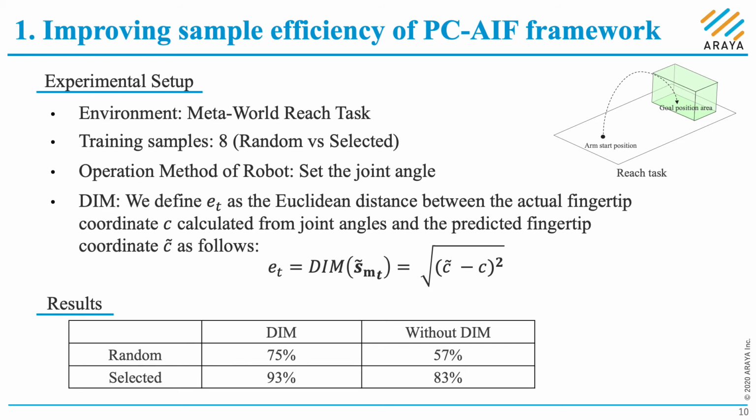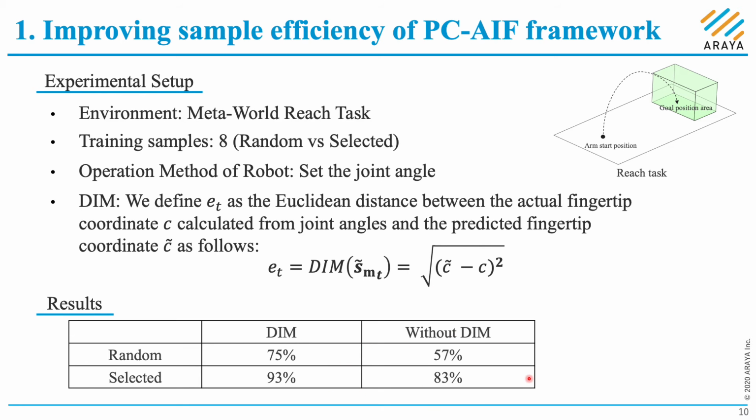We check the effect of these changes in the Meta-World reaching task. We compare the results from randomly selected 8 trajectories and 8 trajectories selected to cover the goal space. The robot is manipulated by setting the joint angles. We defined ET as the Euclidean distance between the actual fingertip coordinates determined from joint angles and the projected fingertip coordinates. The results are shown in the following table.